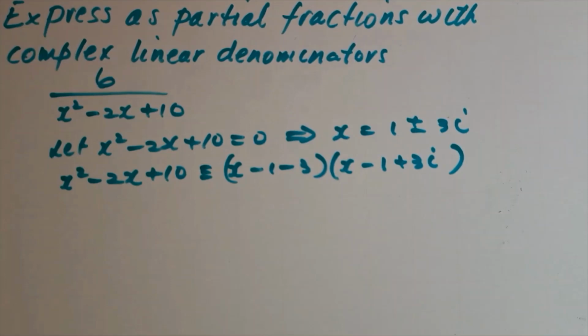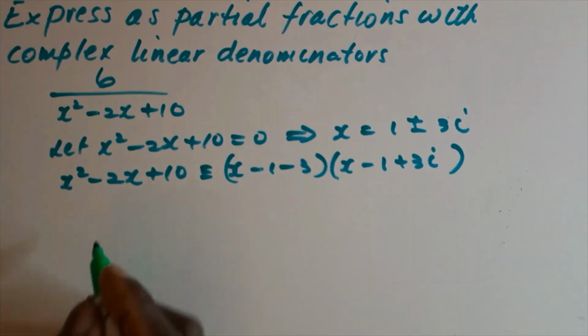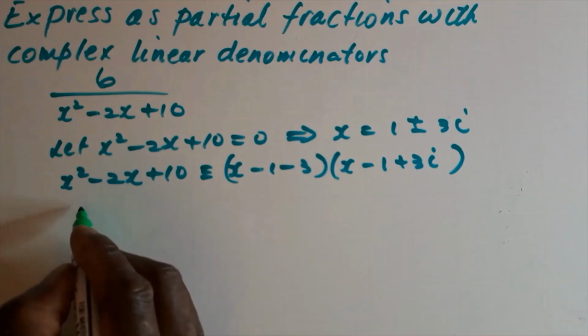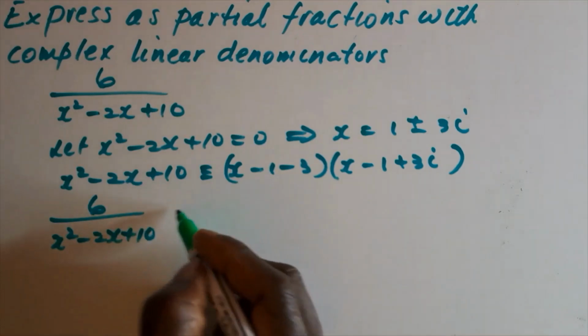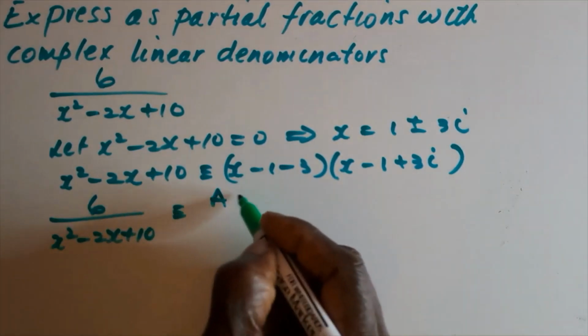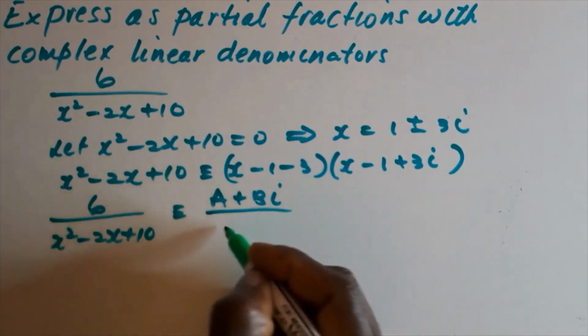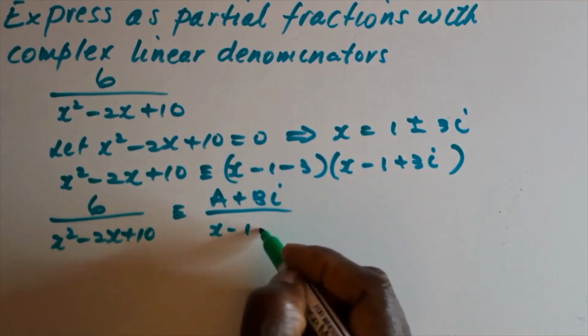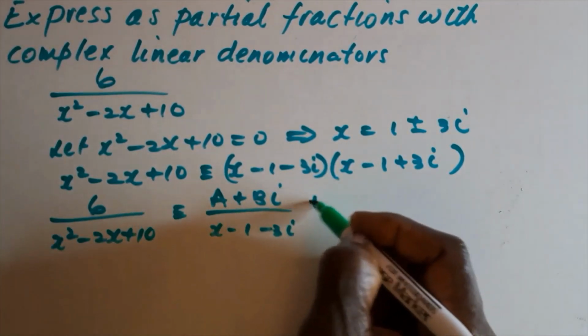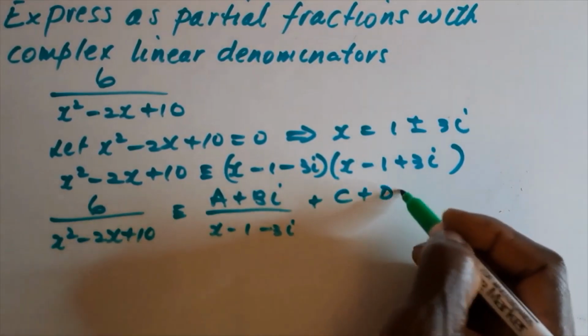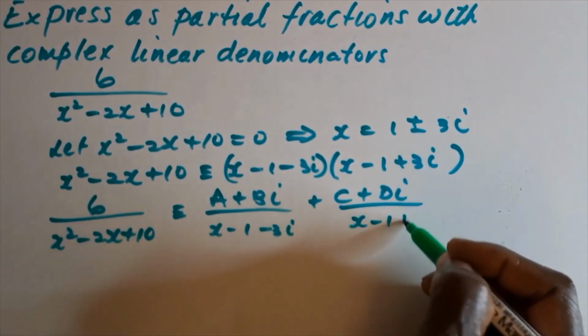So since the required partial fractions for that have complex denominators, we must provide for the unknown numerators that are complex. And so we'll write that 6 over x squared minus 2x add 10, and this is our provision for it. We write these as complex numbers. a plus bi over x minus 1 minus 3i add c plus di over x minus 1 add 3i.